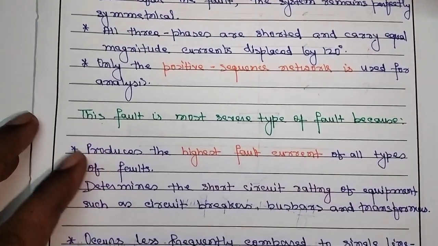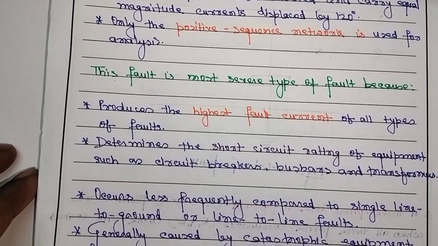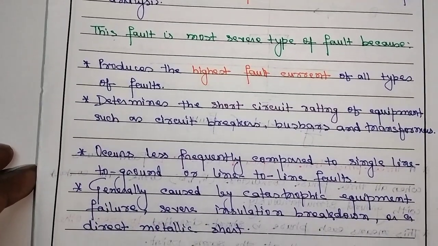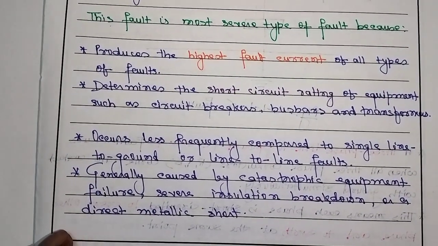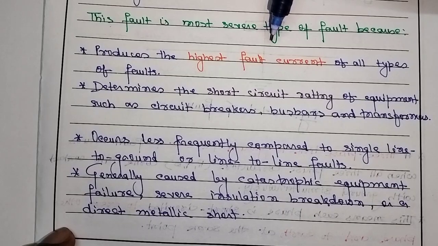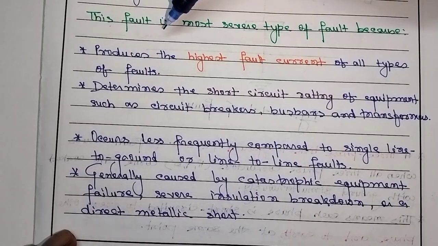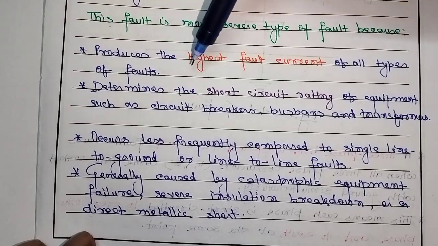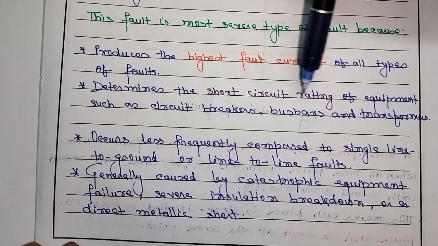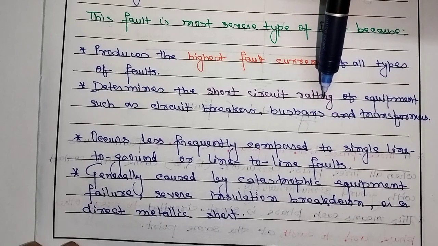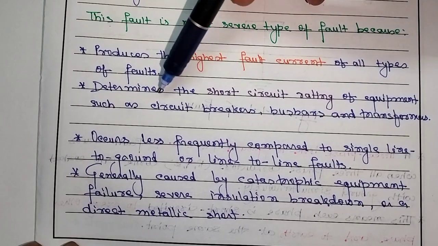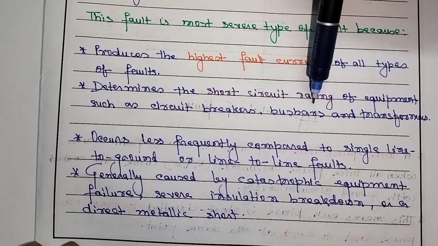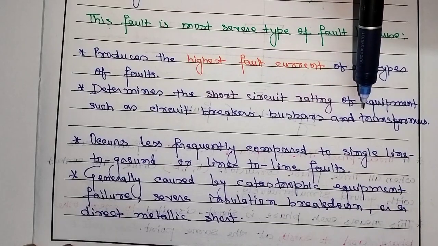The next point: the fault is the most severe type because first it produces the highest fault current of all the types of faults. It produces the highest current compared to any other type of fault. Next, it determines the short circuit rating of equipment such as circuit breakers, bus bars and transformers.